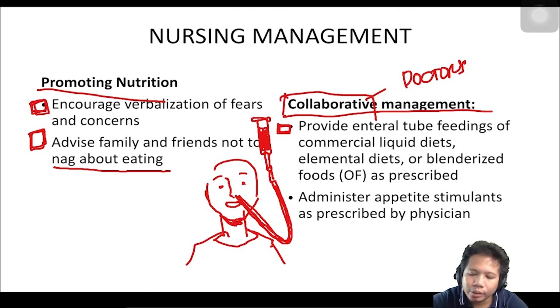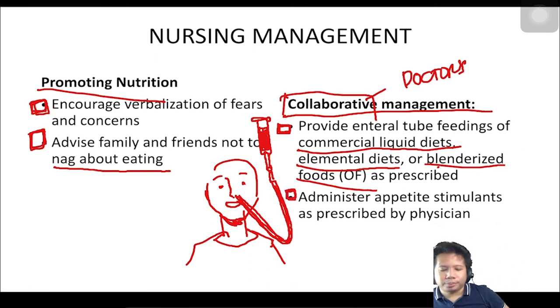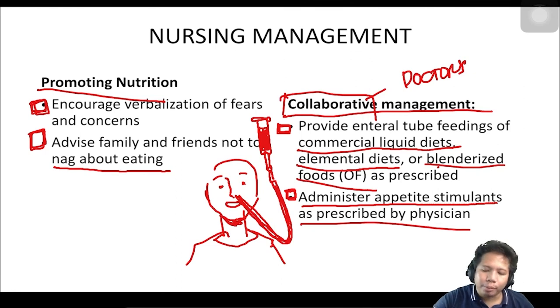Okay, so the doctors would also prescribe how many kilocalories is needed by the patient. In hand, we would be working with the dietitians. That's why you've undergone nutrition for nurses. Okay? So, it might be commercial liquids or diets, elemental diets, blenderized food or OF as prescribed. Okay? So, administer appetite stimulants as prescribed by the physicians. These are your drugs that could stimulate your appetite. So, those are also considered collaborative management.